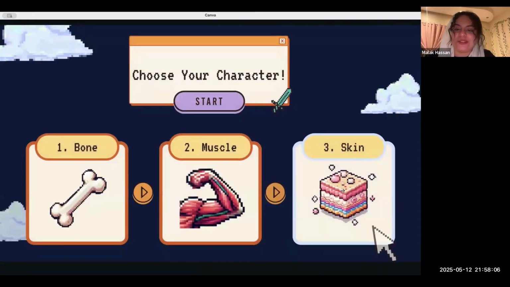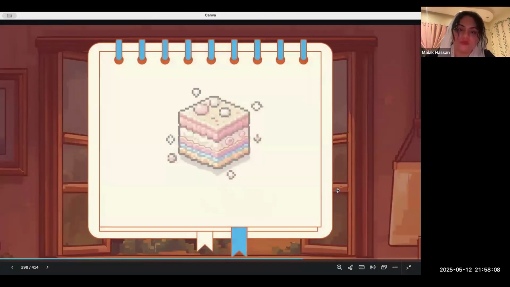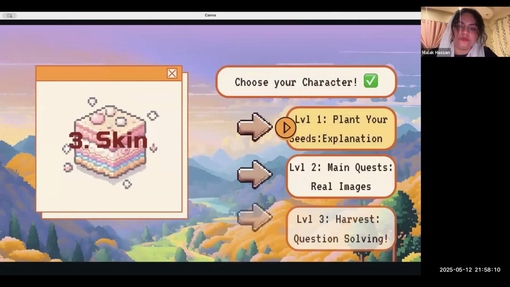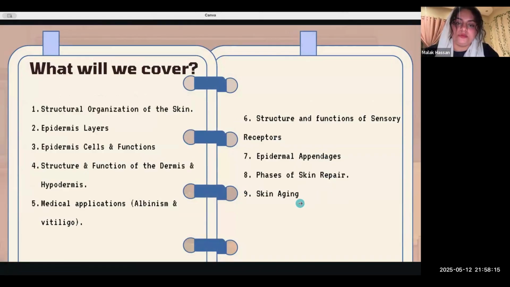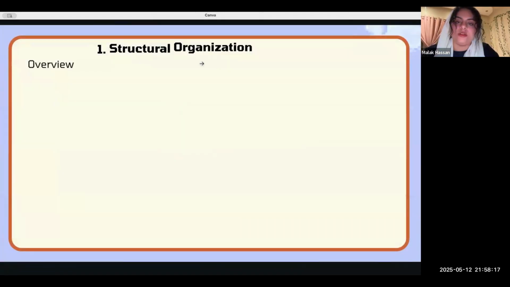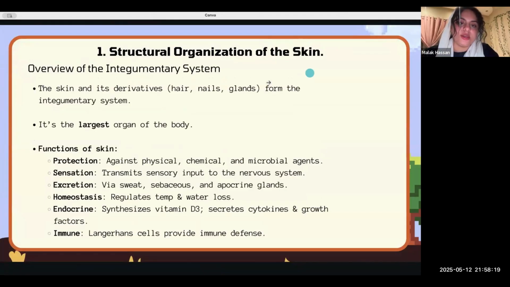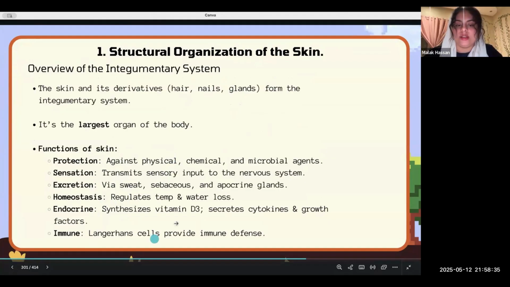Okay, finally, let's talk about skin. These are the things we're going to talk about. Now let's start with the structural organization of the skin, okay? So we know that the skin and its derivatives, so hair, nails, glands, they all form the integumentary system, and we all know that the skin is the biggest organ in the body, right? We know the functions of the skin: protection, sensation, excretion, homeostasis, endocrine, immune. It's all written down, it's all very clear, okay?